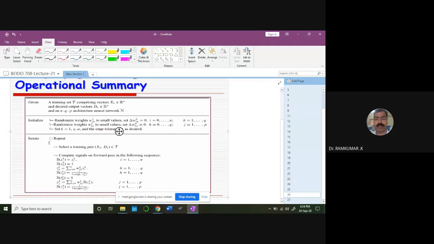These are all the steps involved here. The first time when we are going to work out the algorithm, a training set of data is there. You randomize the initial set of weights, small values, for both the input to hidden layer and the hidden layer to output layer. You randomize the weights. This is the second step. On the third step, you are going to iterate. You are going to get the data in, and you are going to do the forward passing.